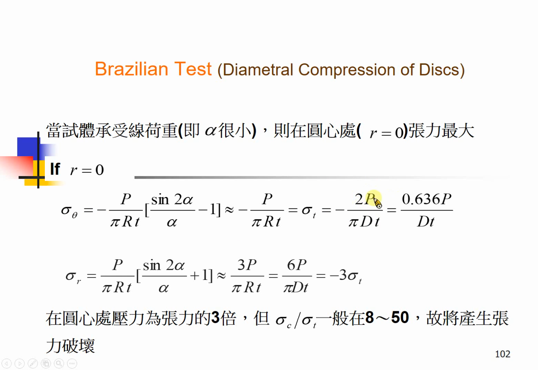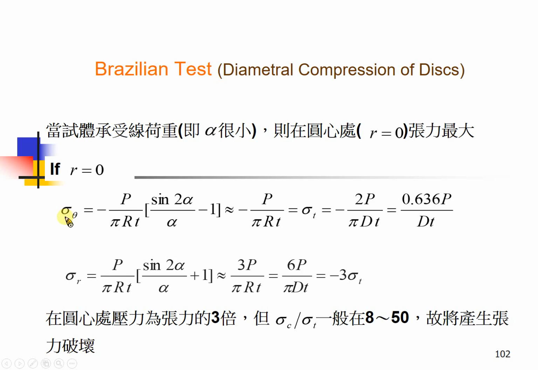If you have the geometry of the disk, this will be the diameter of the disk, this will be the thickness of the disk, and this will be the testing result. You will have a maximum P, the concentrated load, maximum P. These will be the major parameters. Then you can get the tensile strength.